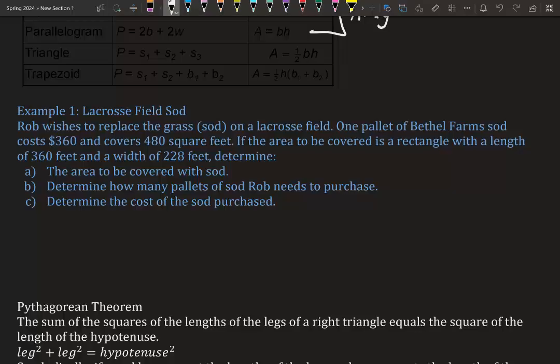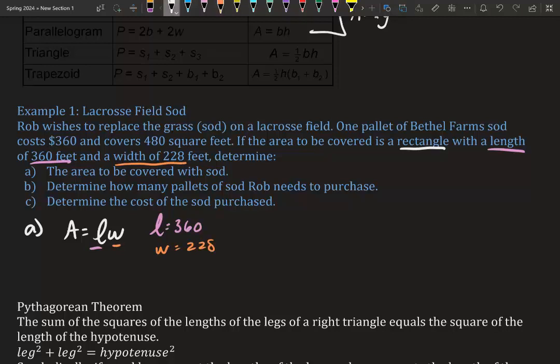So first thing we need to do is find the area, and we're working with a rectangle. We also know we're working with a rectangle because it gives us two dimensions, a base and a height. It doesn't say that it's a triangle, so when we're given those two dimensions and it tells us it's a rectangle, then it's a rectangle. So let's find our length and our width. Our length, they said, was 360 feet. Our width, they said, was 228 feet. All we do is just plug them in. So we have our length, which is 360, our width, which is 228.